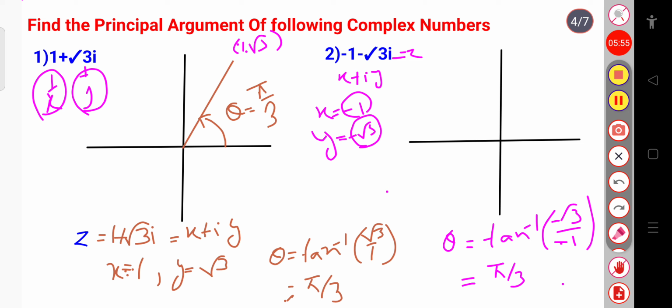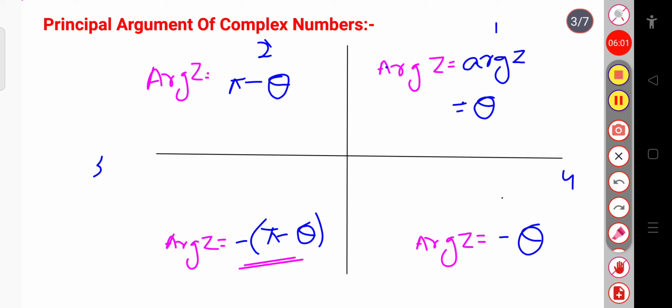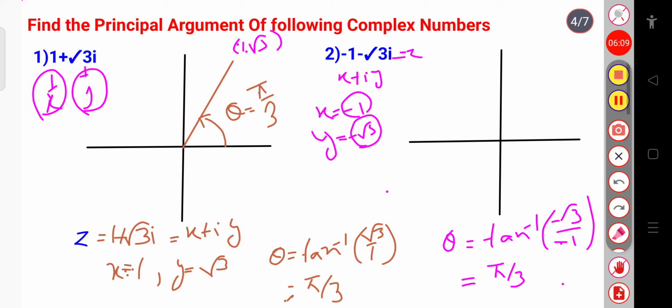Now if I calculate the principal argument, from this formula we can recall, in the third quadrant the value is minus of pi minus theta. The argument of z in the third quadrant is equal to minus of pi minus theta. Here the value of theta is pi by 3. So the argument of z is equal to minus of pi minus pi by 3. Pi minus pi by 3 is 3 pi minus pi, that is 2 pi by 3, and the minus sign is here. So this will be minus 2 pi by 3, clear?